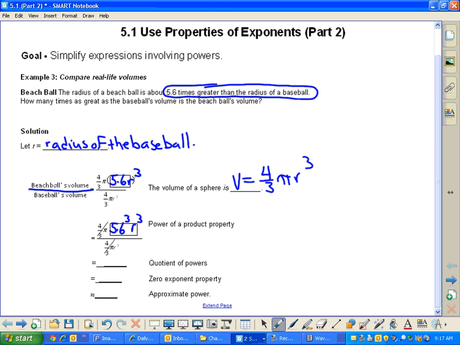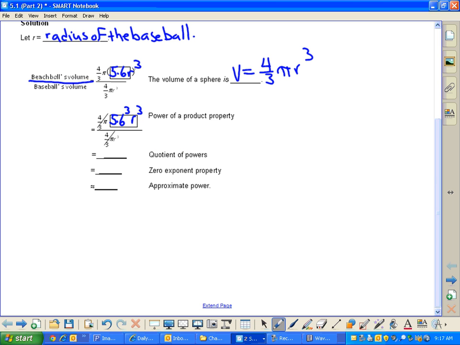And now what they say is, hey, you could think about this now. You have r cubed over r cubed. You could use your quotient of powers property. So we have 5.6 cubed, and then we could subtract our exponents. We have r cubed over r cubed, so you could do 3 minus 3. Subtract your exponents there. And then what you'll notice is that 3 minus 3 is just 0. And we talked about the 0 exponent property. You have r raised to the power of nothing, which is just 1. So actually, you're going to take 5.6 cubed and multiply it by 1.